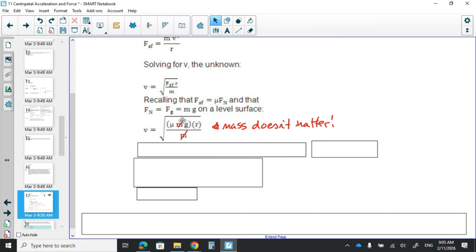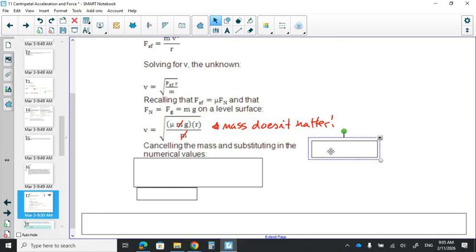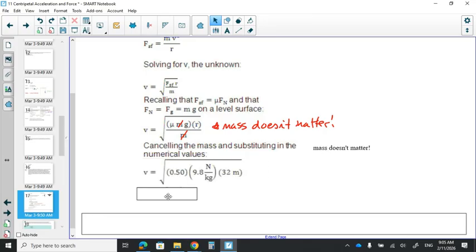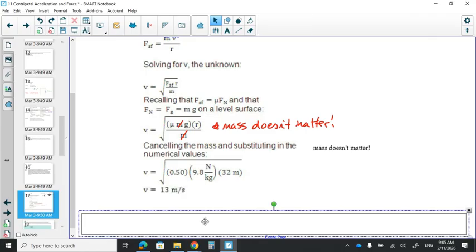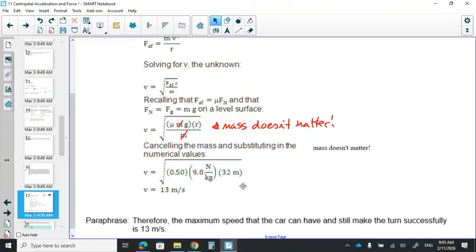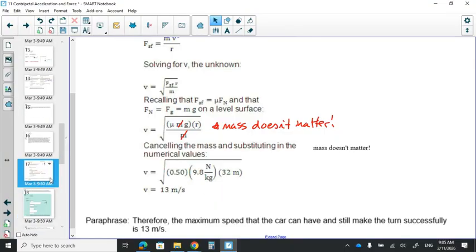But it's the best of both worlds if they do that, and then we also notice that we don't need it. Because if the mass isn't given, the textbook author probably knows students are going to be confused about it. But hey, there you go. There's that mass doesn't matter thing. And so your maximum speed would be 13 meters per second, or multiplied by 3.6 to get your kilometers per hour.